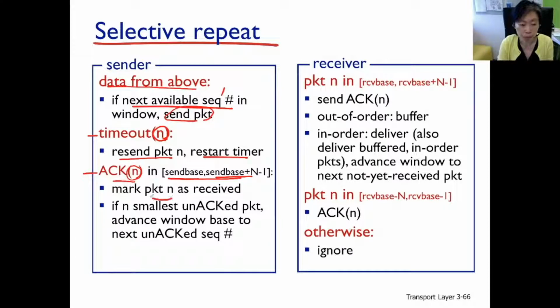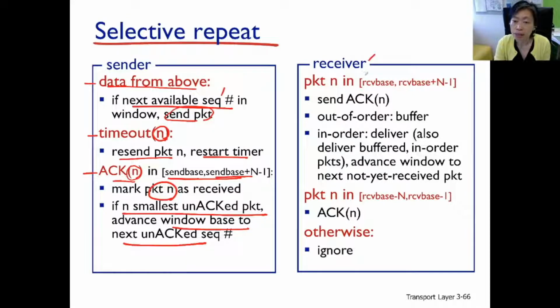Now, once that's the case, we mark packet n as received, so turn it to green. If n is also the smallest unACKed packet, we turn that into green, and there could be a number of other greens following that. Then we advance the send base all the way to the next yellow packet, which is the next unACKed packet. So this is the sender's actions, depending on what's triggering the sender's finite state machine to take transitions.